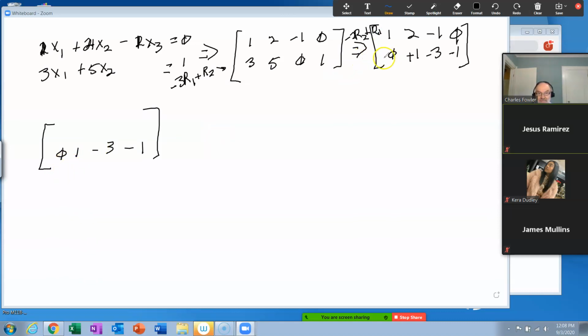-2 times 0 is 0 plus 1 is 1. Good, we didn't want that to change. -2 times 1 is -2 plus 2 is 0. That's exactly what we wanted it to be. And minus 2 times minus 3 is positive 6, plus 6 is 0, and minus 2 times minus 1 is plus 2, plus 0 is 2.